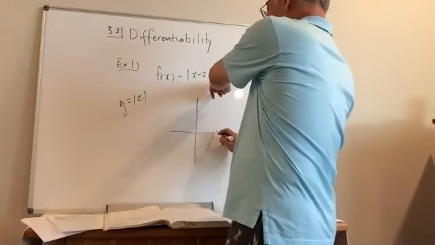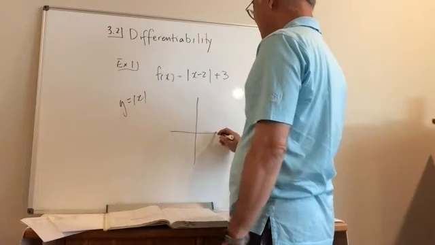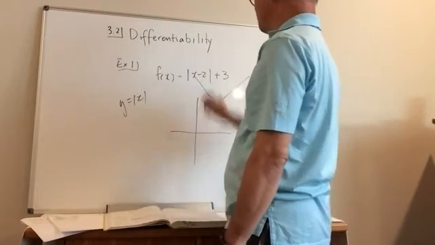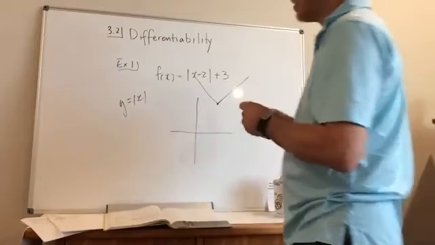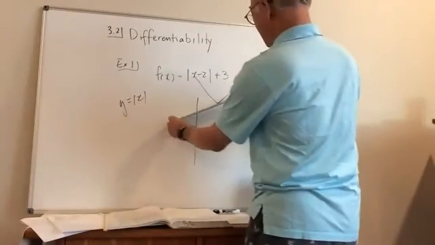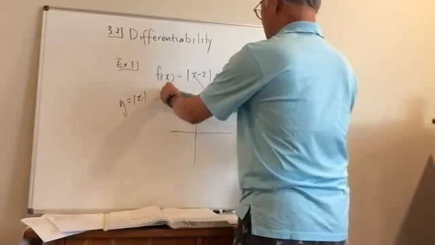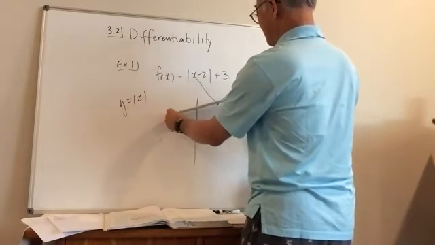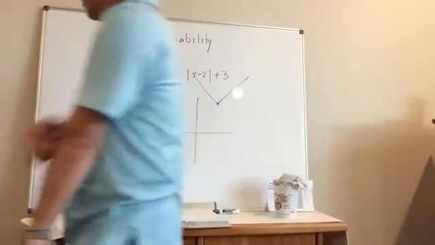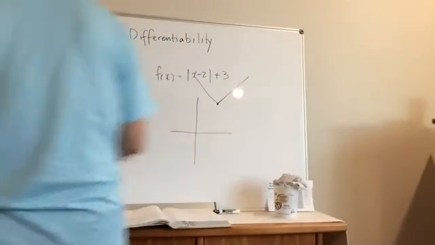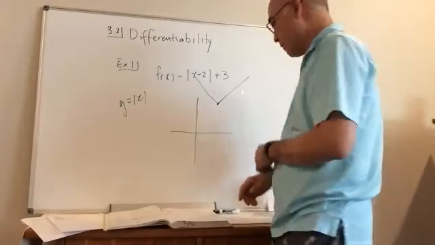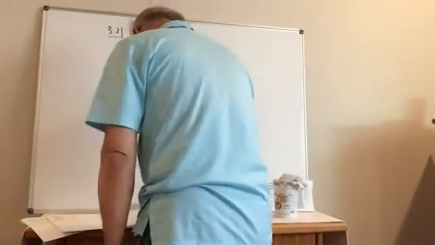And then 3 up or down? Up. So it's going to look like this, right? So the point where it's going to be not differentiable is going to be right here, right? And why is it not differentiable? What is this called? It's a corner, right? Not a cusp, but a corner. This is a corner, okay? All right. So that's where it's going to be not differentiable.